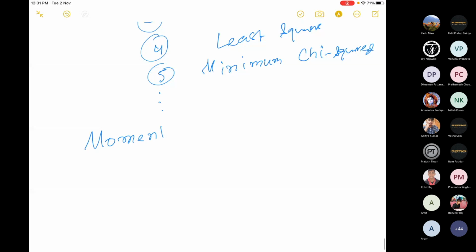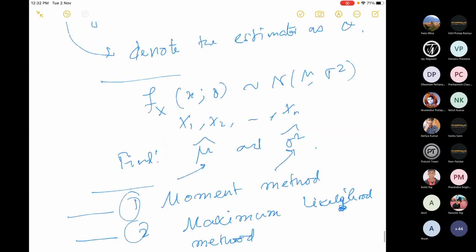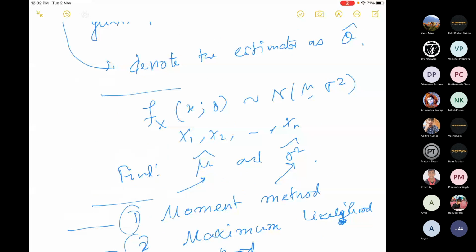Sir, we can directly find mu and sigma square as we have x1, x2, and x3. Yes, we can, but how do you find that? Sir, we have the values x1, x2, and x3, so we directly calculate their mean. Yeah, we can. But how do you know that will estimate mu?